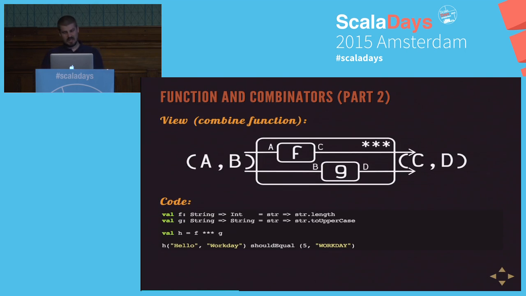Next one is the combine combinator, and it's close to the first one, but the combinator's argument is a tuple, and the result is a tuple too. You see that input is a tuple, output is a tuple, and if we have two functions f and g and apply some tuple for the final function h, we should have the first function's result, and here it's the second function's result.